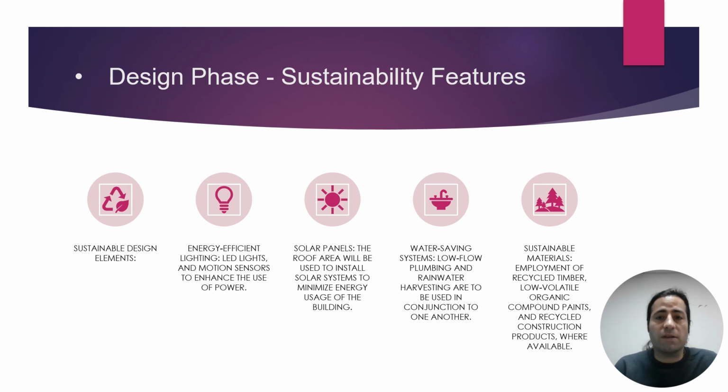Design phase: sustainability features. Sustainable design elements such as energy-efficient LED lighting and motion sensors will enhance the efficient use of power. Solar panels: the roof area will be used to install a solar system to minimize the energy usage of the building. Water-saving systems: low-flow plumbing and rainwater harvesting are to be used in conjunction with one another.